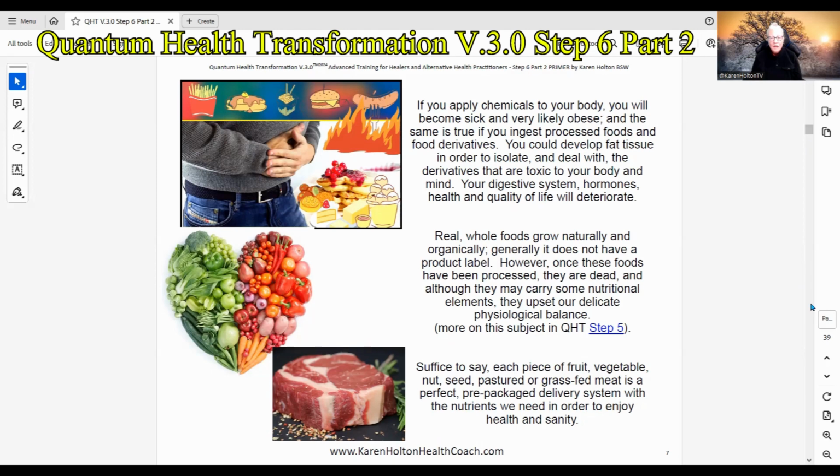Real whole foods grow naturally and organically. Generally, they do not have a product label. However, once these foods have been processed, they are dead. And although they may carry some nutritional elements, they upset our delicate physiological balance. More on the subject in Quantum Health Transformation Step 5, coming up soon. Suffice to say, each piece of fruit, vegetable, nut, seed, pastured, or grass-fed meat is a perfect prepackaged delivery system with the nutrients we need in order to enjoy health and safety.